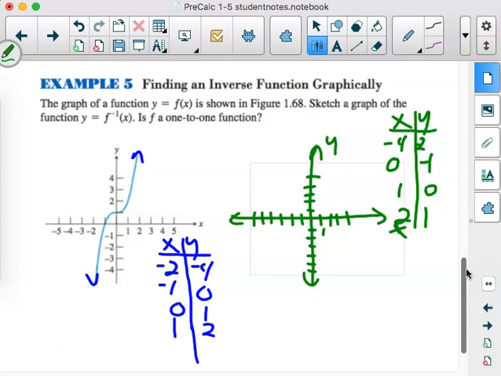So I just graph the points from switching the x's and the y's. Oh, my negative doesn't look good there. If I'm going to put these notes on the internet, I better have it so they can read them. There we go.